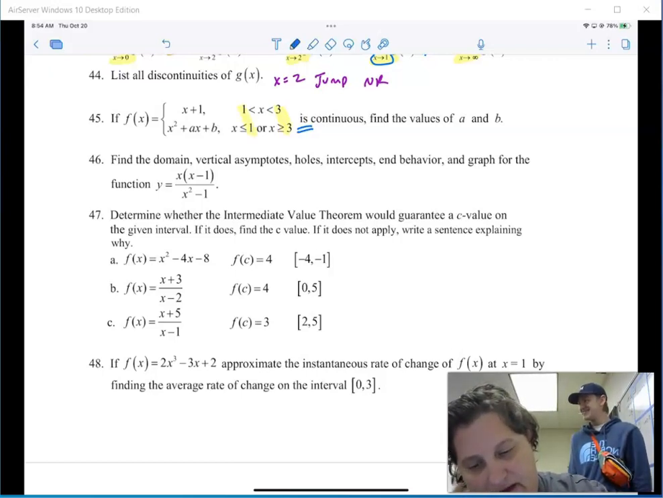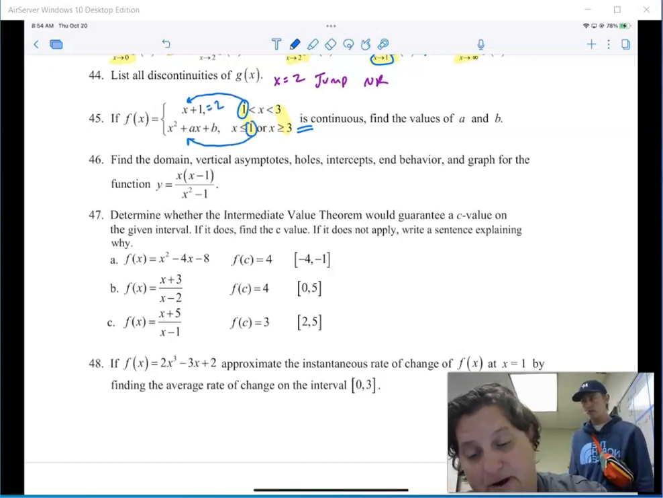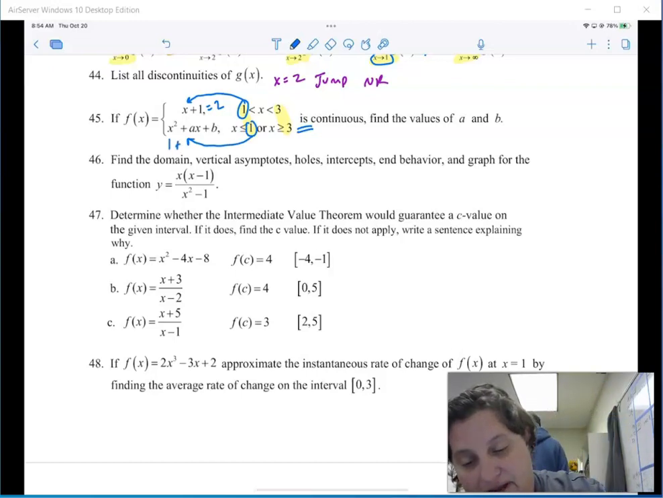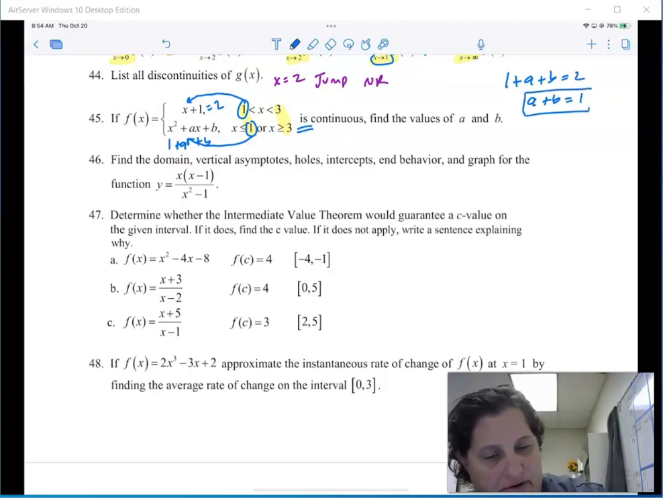So I'm going to start with 1. I'm going to plug 1 in here. That gives me 2. And I'm going to plug 1 in here for the x, right? So that gives me 1 plus a plus b. So I have this equation, 1 plus a plus b equals 2. Or I can subtract the 1 over to make it a little bit simpler. a plus b is 1, okay?